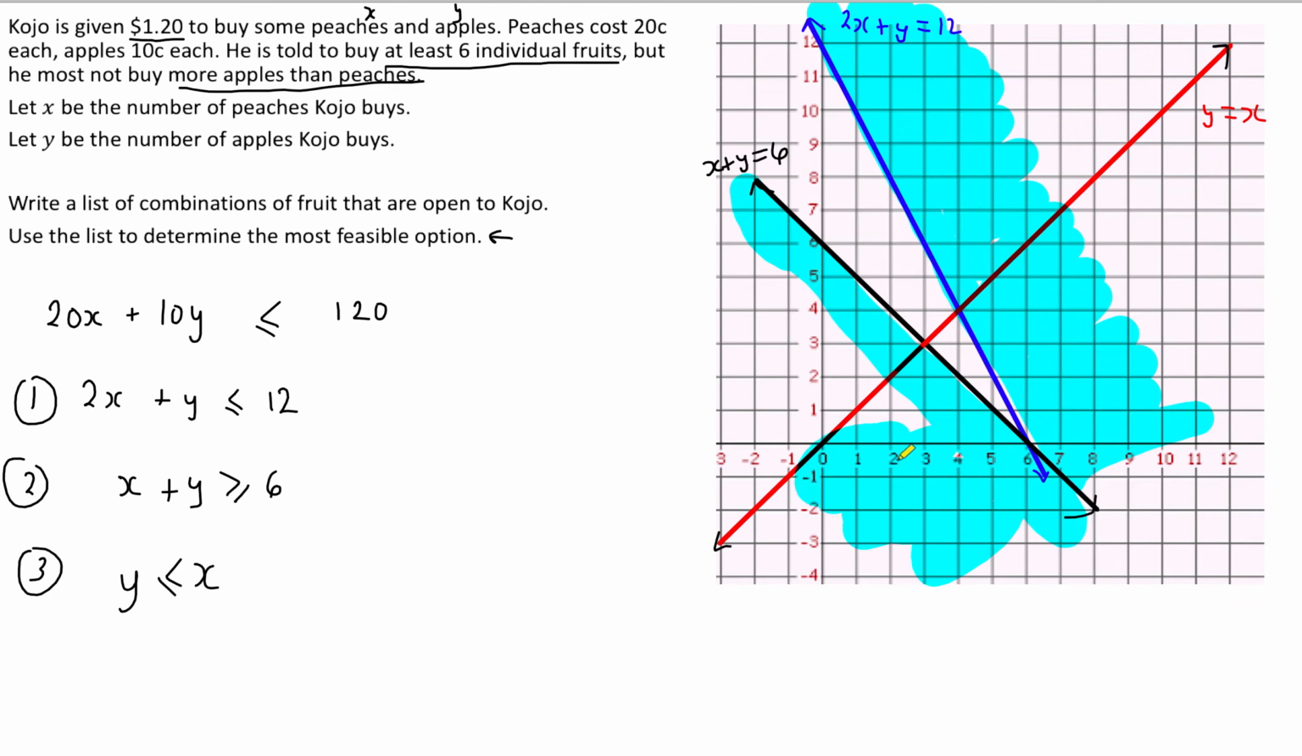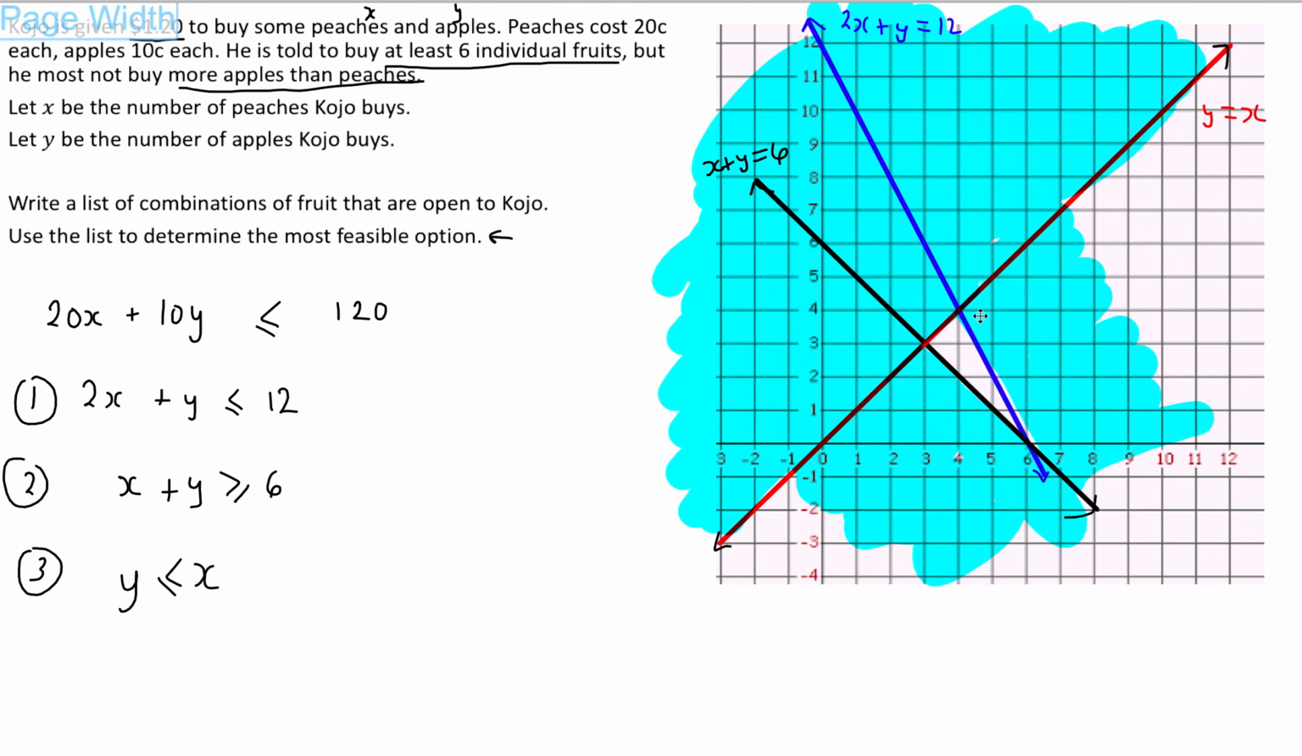Okay, so remember we shade the unwanted and not the wanted region because it gets complicated otherwise. And then my last line, y equals x, I need y to be less than x, so I do not want any value above the line, because all the values above the red line, so anything here, is when y is bigger than x. So I am left with this lovely region here.